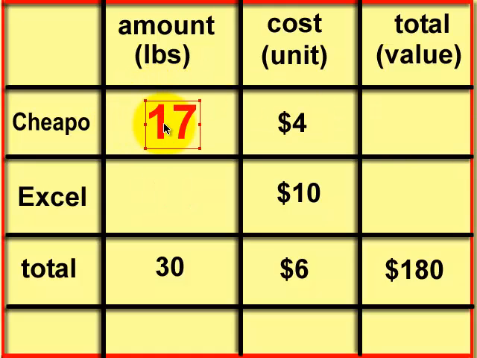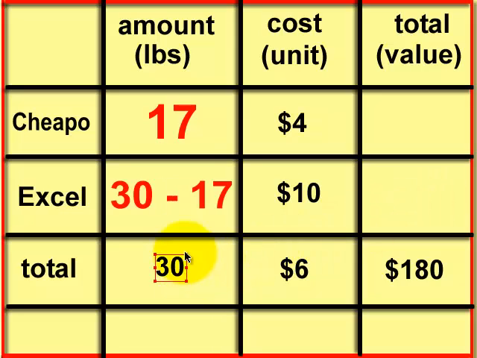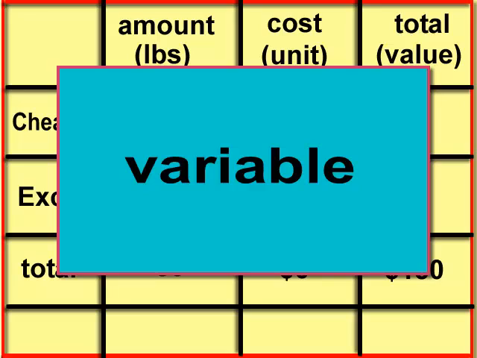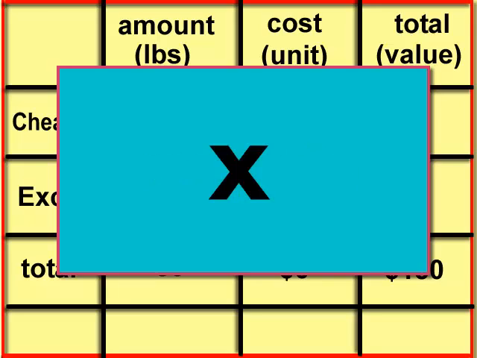Pick a second number. What if it was 17 pounds of the cheap coffee? How many pounds of Excelente? Again, you're going to do 30 minus whatever number you put in this box, 17, because that will sum to 30. So here comes the algebra part. What do we call a value that we're not sure of? We call it a variable. And you can call it X. It doesn't have to be X, but let's just call it X.